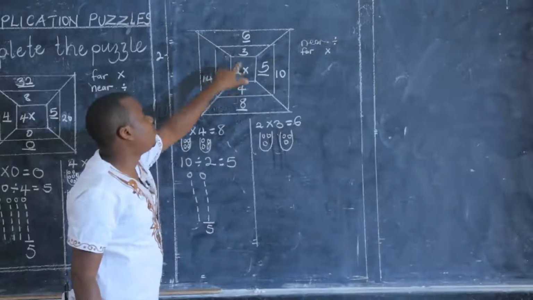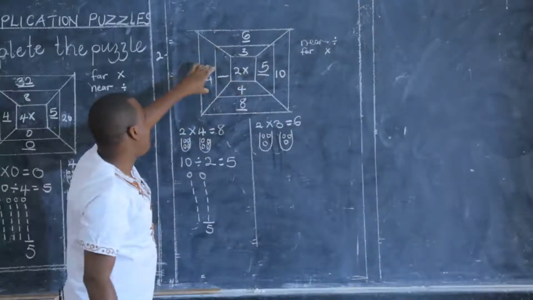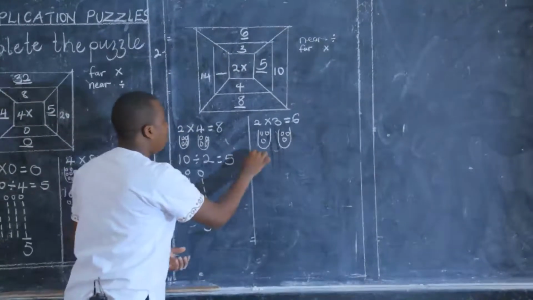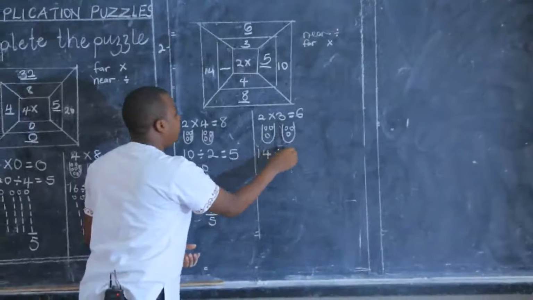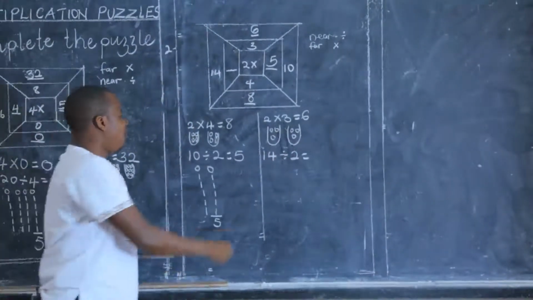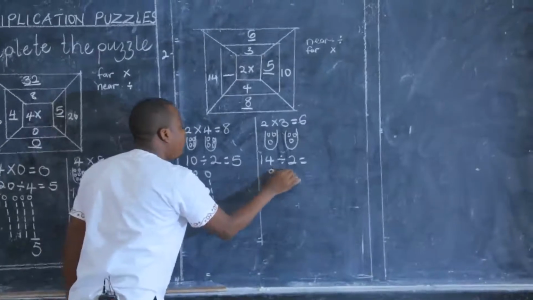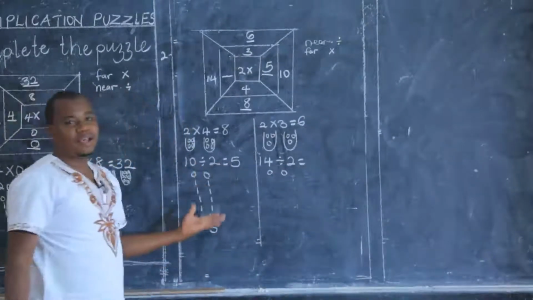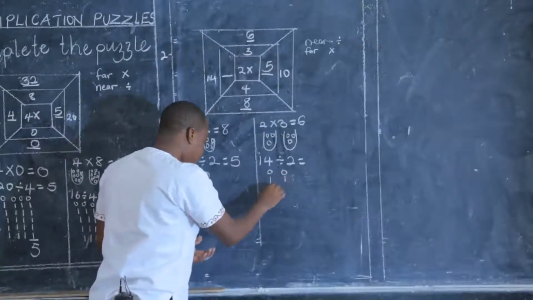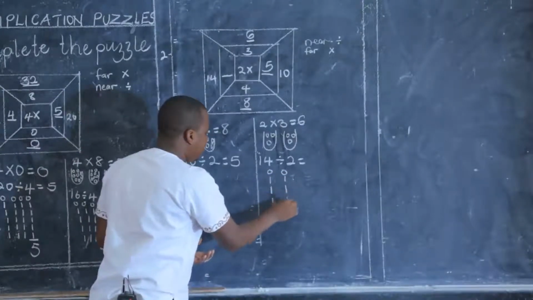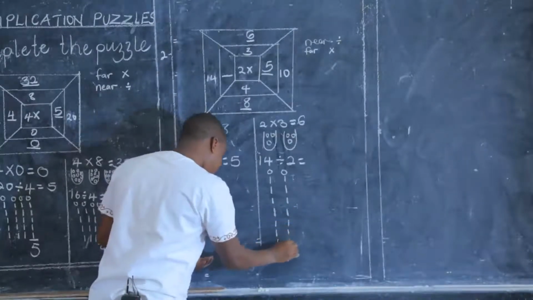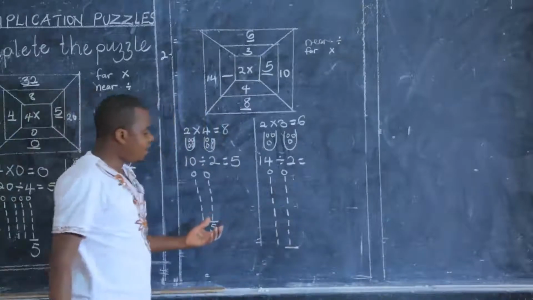And what shall we do? We are going to divide the number far by the number in the center. So we are going to have 14 divided by 2. How many 2's are in 14? This is how we divide. With dividing, we don't draw groups. We just share them. So this is 1, 2, 3, 4, 5, 6, 7, 8, 9, 10, 11, 12, 13, 14.